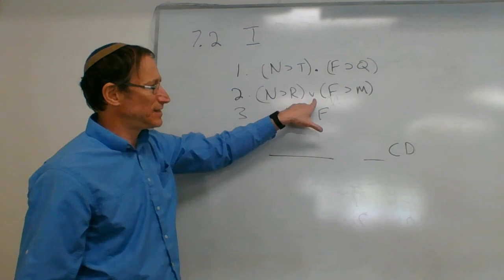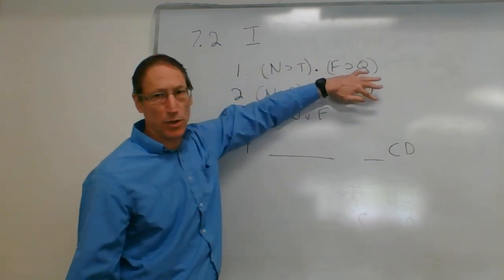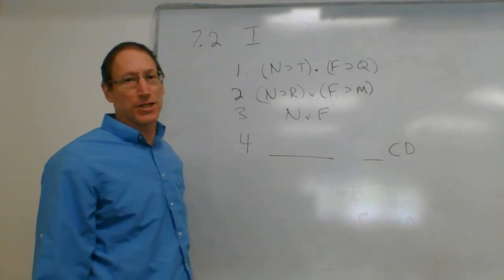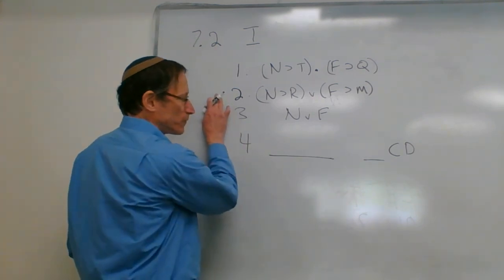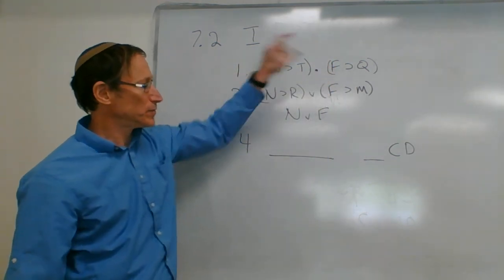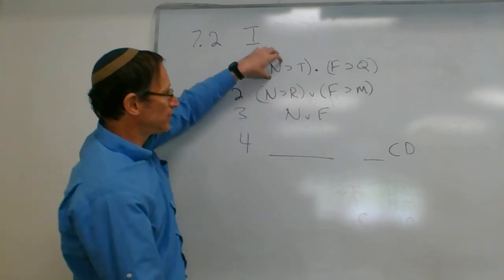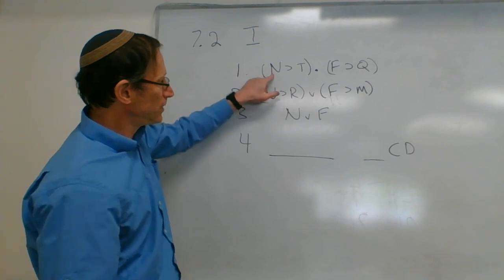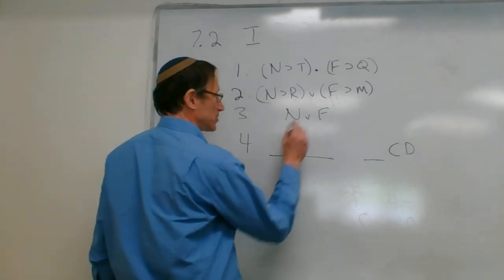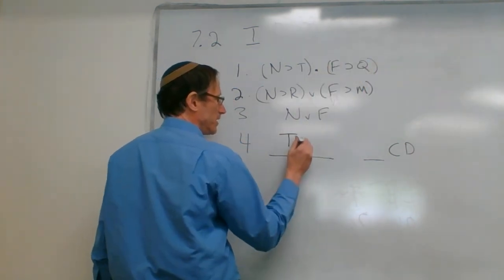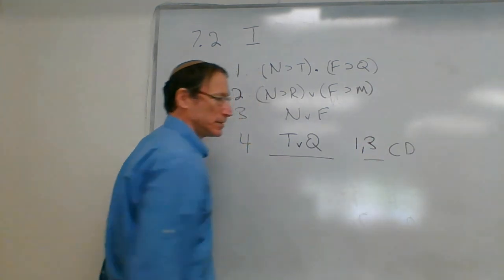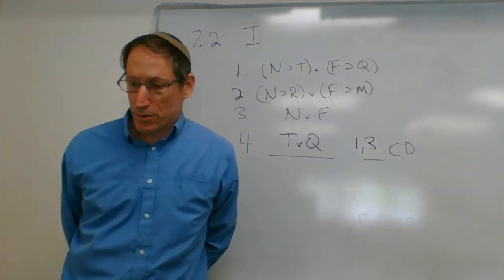Now, number 2 is a disjunction of 2 horseshoes, so it's not going to work with number 2. What is number 2 doing here? It's just there to distract you, to make the problem a little bit more challenging. You can't use number 2 for constructive dilemma. You can use number 1, because number 1 is a conjunction of 2 horseshoes, and number 3 is a disjunction of the 2 antecedents, right? We have N over here, and we have F over here. So the rule of constructive dilemma allows me to infer a disjunction of the 2 consequents, T wedge Q, by constructive dilemma on 1 and 3. So that is the answer to number 2.